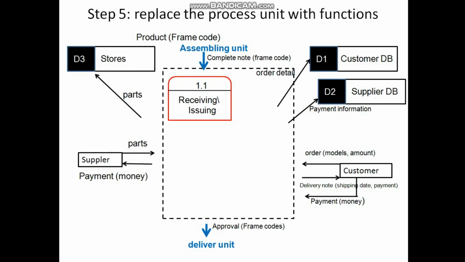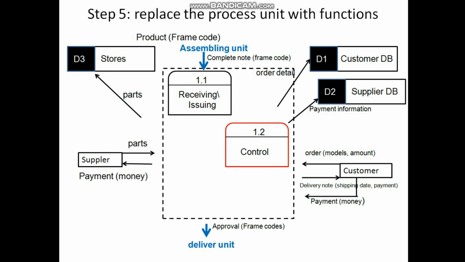Step 5, according to step 5, we need to replace the process unit with its functional units. I am going to replace my first functional unit. It is receiving and issuing. Its number is 1.1. That means it contains its parent number and functioning order. Parent number is 1 and functioning order is 1. Next, control unit. Number is 1.2. Parent number is 1 and functioning order is 2. Calculation unit 1.3. Parent number is 1 and functioning order is 3.